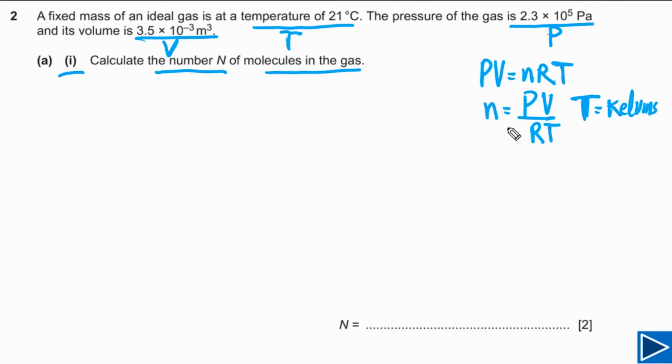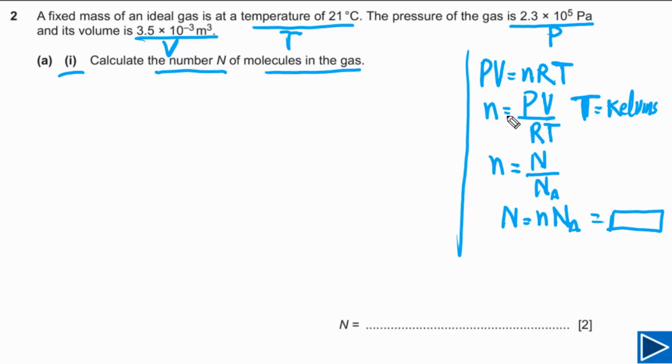When we have the number of moles, then we can calculate the number of molecules. So this will be our first step. In the second step, you can write down the number of molecules divided by Avogadro's number, which is equal to the number of moles. So from here, the number of molecules will be equal to the number of moles times Avogadro's number. So you will get your final answer. If you use this method, you have to do it in 2 steps.